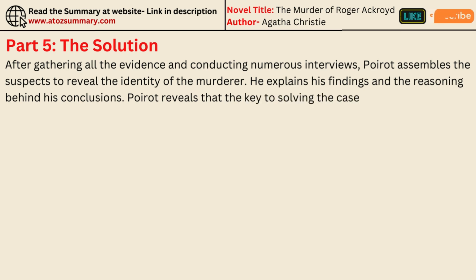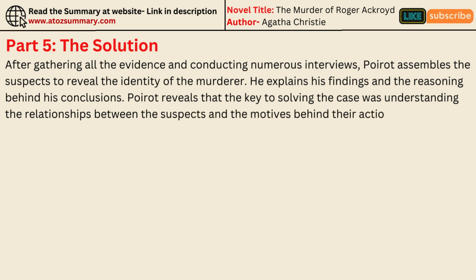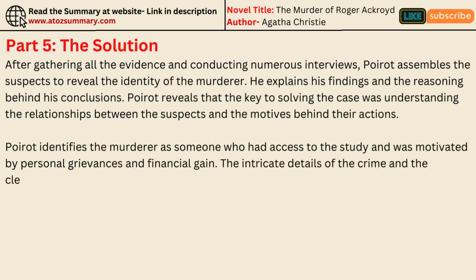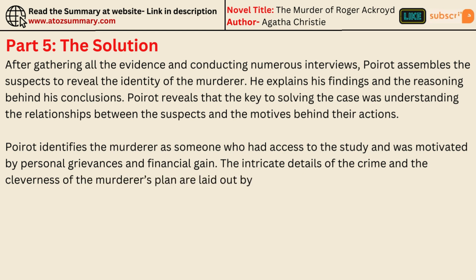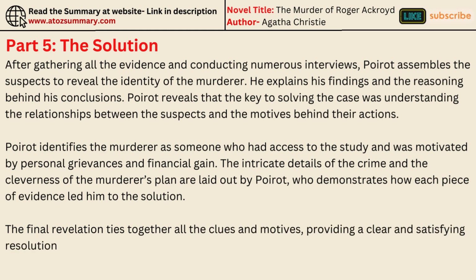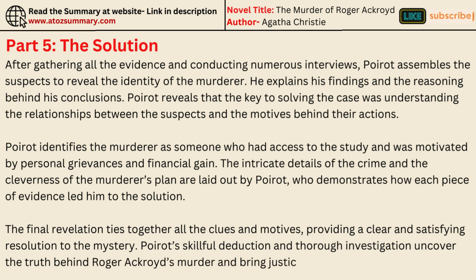Poirot reveals that the key to solving the case was understanding the relationships between the suspects and the motives behind their actions. Poirot identifies the murderer as someone who had access to the study and was motivated by personal grievances and financial gain. The intricate details of the crime and the cleverness of the murderer's plan are laid out by Poirot, who demonstrates how each piece of evidence led him to the solution. The final revelation ties together all the clues and motives, providing a clear and satisfying resolution to the mystery. Poirot's skillful deduction and thorough investigation uncover the truth behind Roger Ackroyd's murder and bring justice to light.